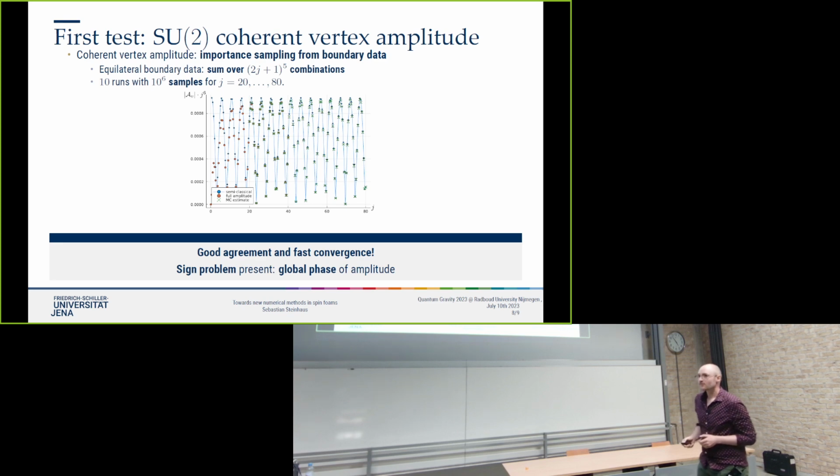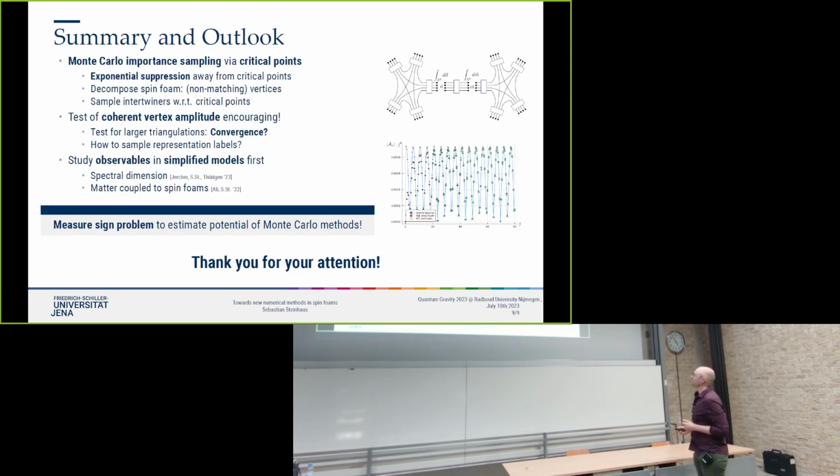So, okay, that's great timing, because then I basically want to come to the summary and conclusion. I wanted to convince you today that there might be parts of the spin-form partition function to which you can apply Monte Carlo techniques. In particular, I wanted to do Monte Carlo importance sampling for the intertwined degrees of freedom from those critical points. So the idea is that if you get exponential suppression away from the critical points, and you can decompose your partition function into individual vertices, the idea is then to sample intertwiners with respect to these critical points, and the first tests are extremely encouraging and very, very nice.